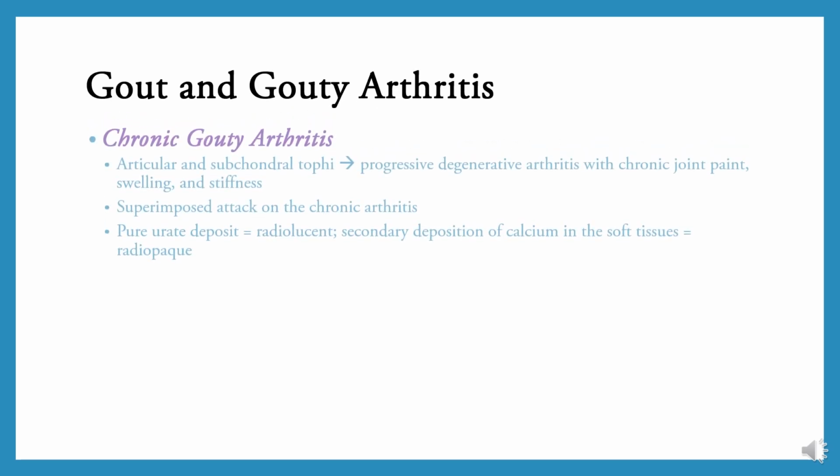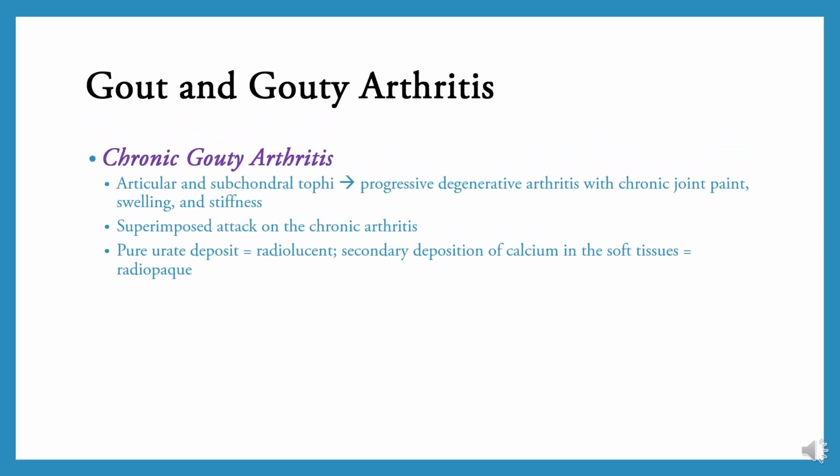In chronic gouty arthritis, there are articular and subchondral tophi. It is a progressive degenerative arthritis with chronic joint pain, swelling, and stiffness, with superimposed attacks on the chronic arthritis. On radiographs, pure urate deposit appears radiolucent, and secondary deposition of calcium in the soft tissue results in radiopacity.